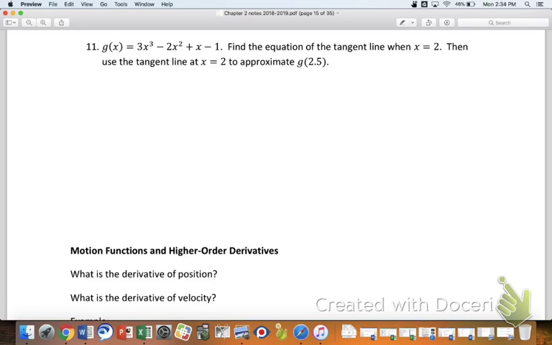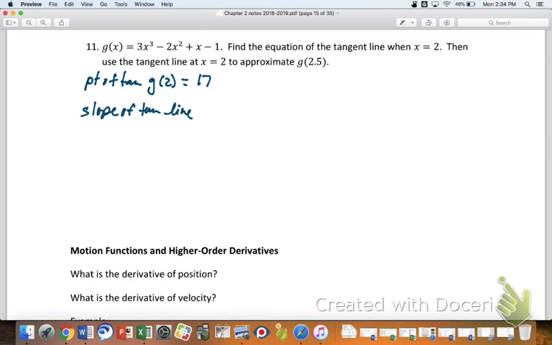Tangent line, you've got to have the two ideas there. You've got to have the point of tangency, and you've got to have the slope of the tangent line. I don't know what order you guys did this, but I'm going to find my point of tangency first. So the point of tangency would be g of 2 equals, let's see here, 24 minus 8 is 16 plus 2, 18. Did you guys get 17? Yeah. Okay. So that means my point of tangency is 2 comma 17. That make sense?